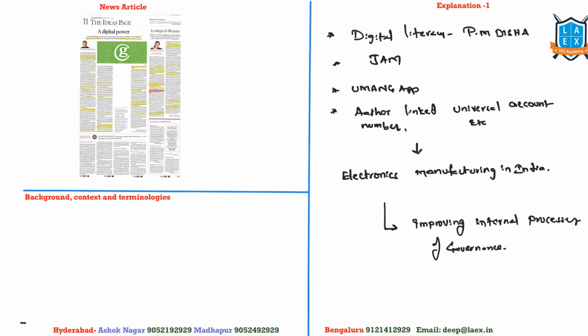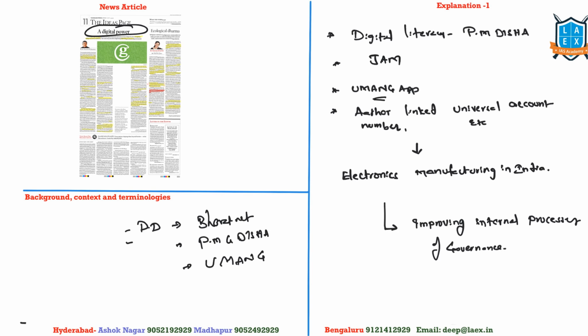So, the next part, the ideas page, a digital power. This article is about various digital programs launched by the Government of India. First, the problem is the digital divide. To bridge the digital divide and take digital services to rural India, BharatNet is being developed. The second is to educate people about emails and using mobile phones in rural India; the Prime Minister's Gramin Disha is there. And for public service delivery of goods and services of the government, both central and state, an app has come up called the Umang app.